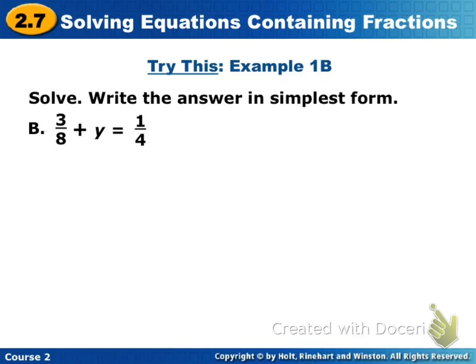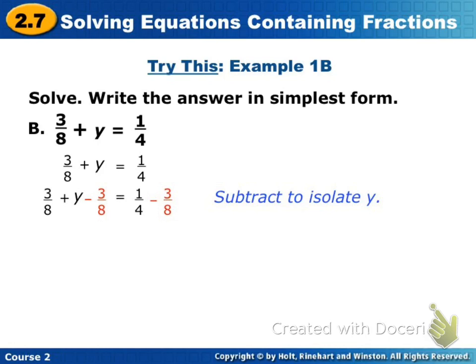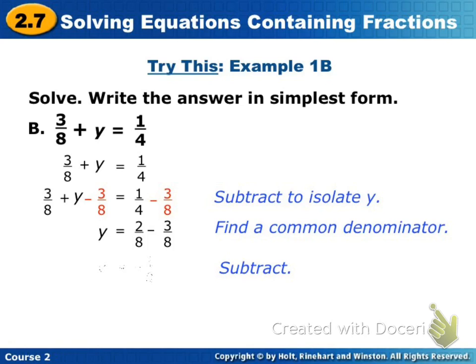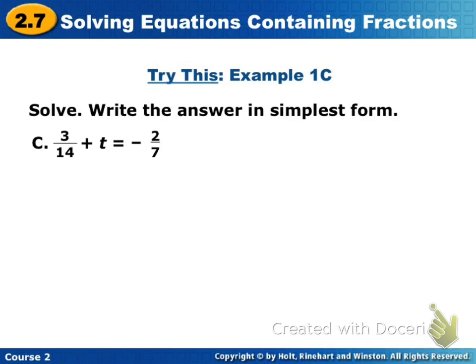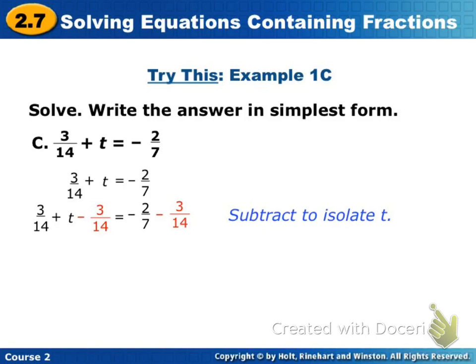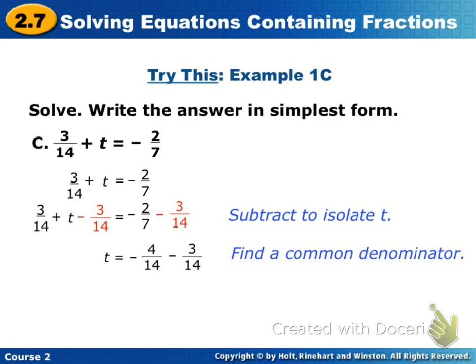Let's look at another very similar example. We want to isolate y, so we'll subtract 3/8 from both sides. We will get a common denominator. So 2 minus 3, the answer will be a negative 1/8. Okay, another example. We are going to subtract 3/14 from both sides. We'll get a common denominator. And then we'll subtract and simplify.